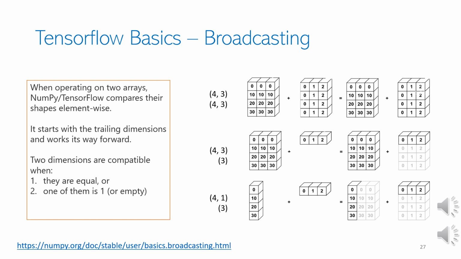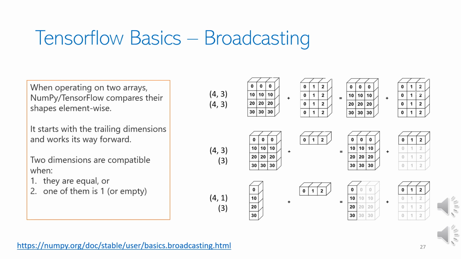What happens here in broadcasting is that TensorFlow compares trailing dimensions, here in this case 3. So we have 3 in the first tensor, we have also 3 in the second tensor, so they're compatible, we are good to go. Next, we have 4 and 4, they're equal, so they're compatible. So we can just add values element-wise.